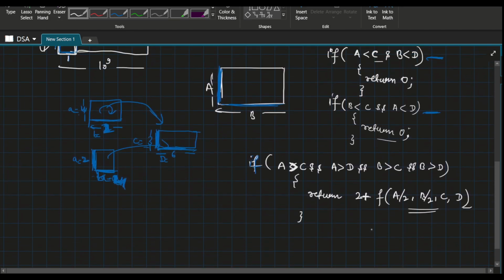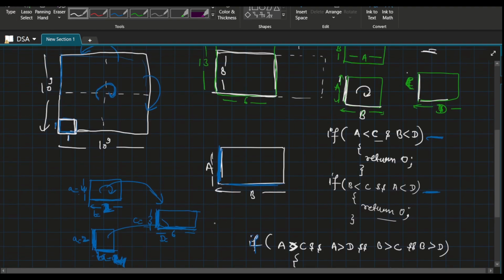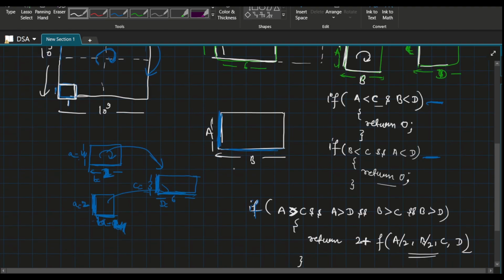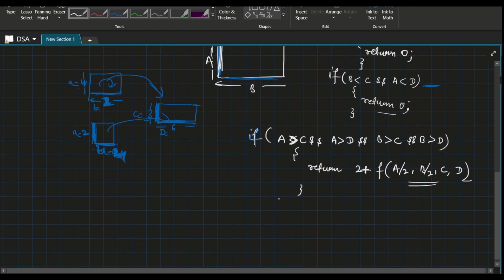And what can be the other condition is, let's say, only one of the lengths of the carpet is greater than both of the lengths of the box. Here there can be two cases. If length A is greater than C as well as D, then even if we turn our carpet by 90 degrees, we still need to do at least one move, because A is greater than both of its lengths, that is C and D.